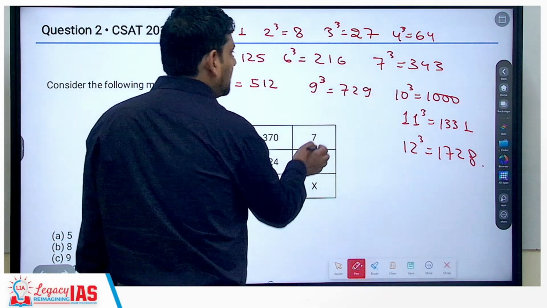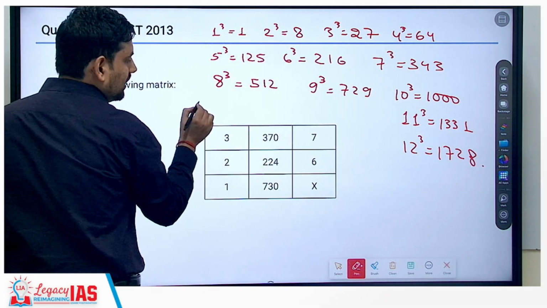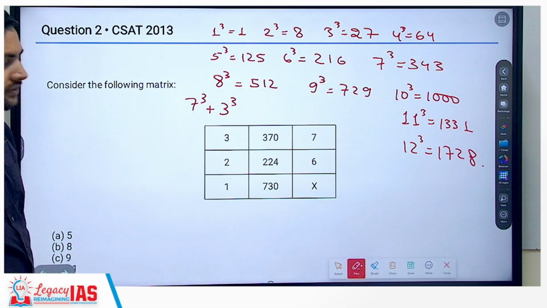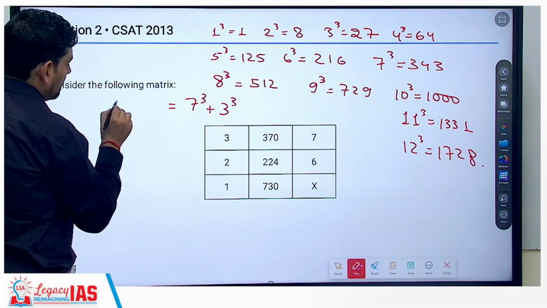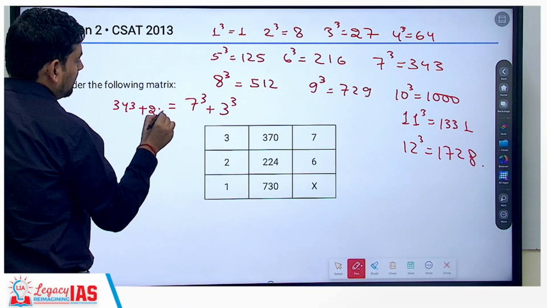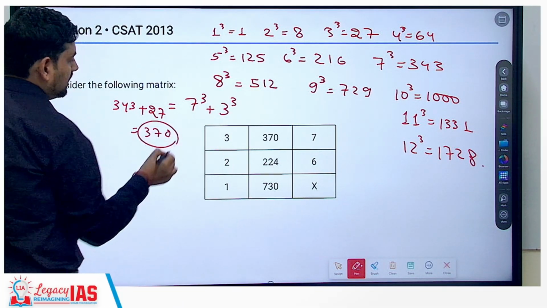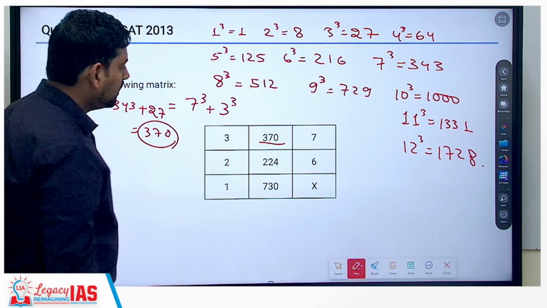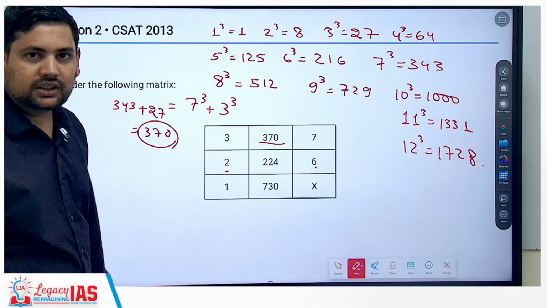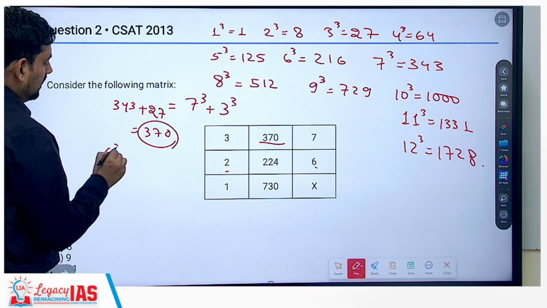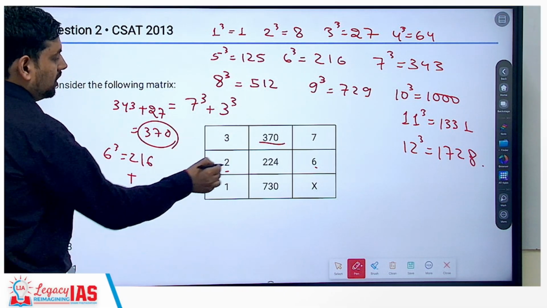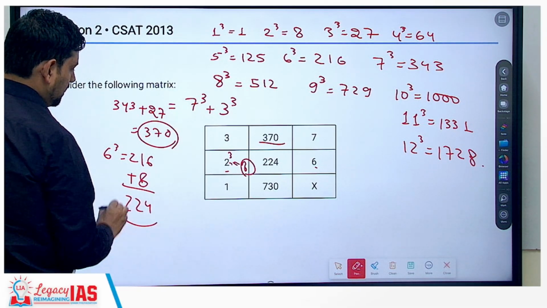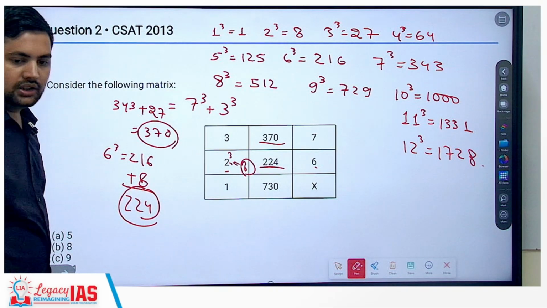So actually the pattern here is 7 cube plus 3 cube. So 7 cube is 343 plus 3 cube is 27. This comes out to be 370. Okay, that is what is written in the middle. Now if you look at 6 and 2, similarly you will get this also. So 6 cube is what? 6 cube is 216 plus 2 cube is what? 2 cube is 8. So plus 8, this becomes 224. That is written in the middle.